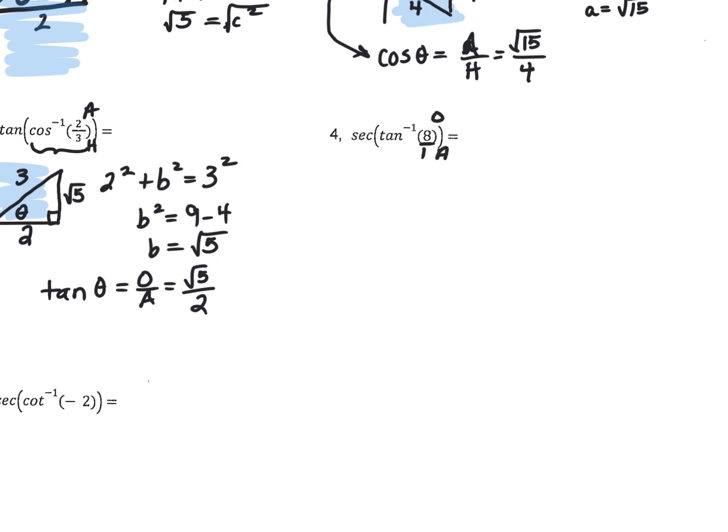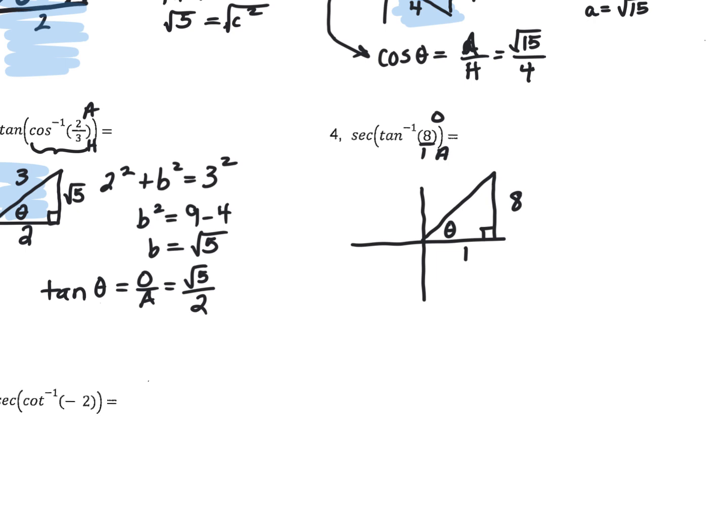What quadrant is this going to be in? Yeah, it's positive. Tangent is positive in the first quadrant. There's my theta. Fill in your O and your A. Opposite would be here. Adjacent would be here. Find your hypotenuse, right? Find it and then secant.